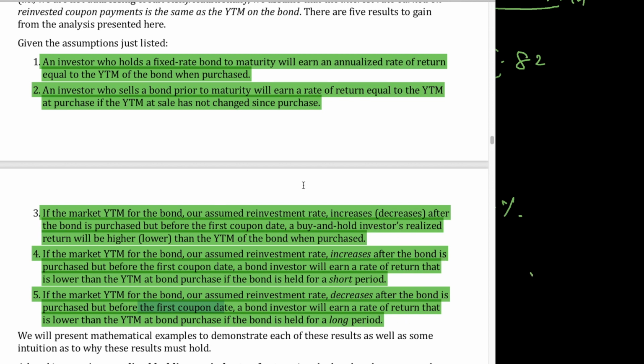Hope this is fine for you all. I feel these are very important, all these 5 points.